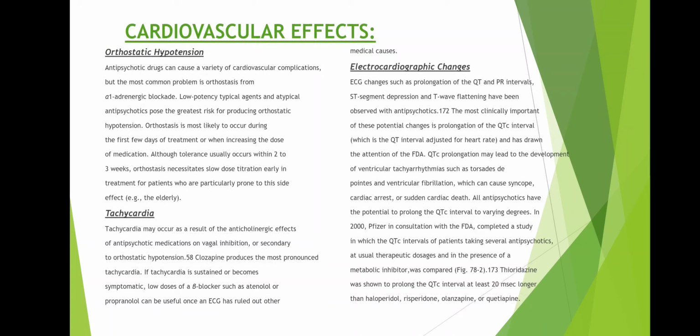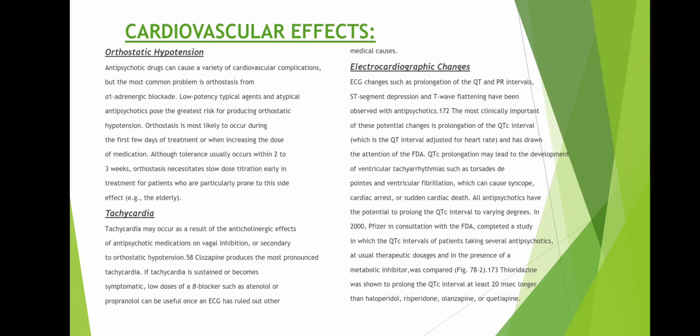Low-potency typical agents and atypical antipsychotics pose the greatest risk for producing orthostatic hypotension. Orthostasis is most likely to occur during the first few days of treatment or when increasing the dose of medication. Although tolerance usually occurs within 2 to 3 weeks, orthostasis necessitates slow dose titration early in treatment for patients who are particularly prone to this side effect.